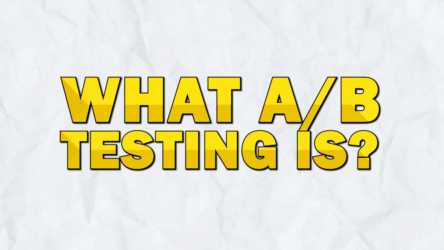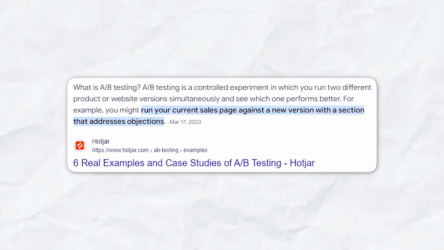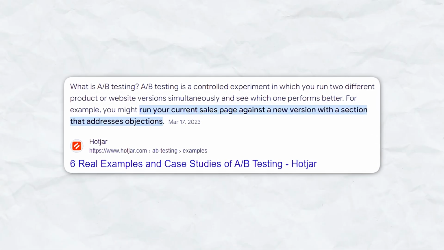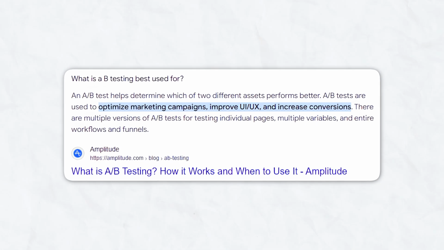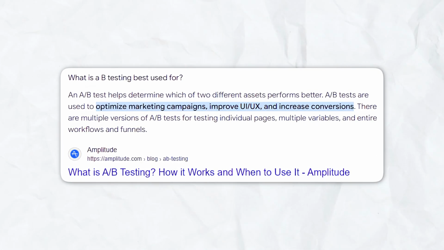But before we get to the walkthrough, let's briefly discuss what A/B testing is. A/B testing is a method used to compare two versions of a web page to see which performs better. And often this is going to focus on elements like call to action buttons, color schemes, and layouts.